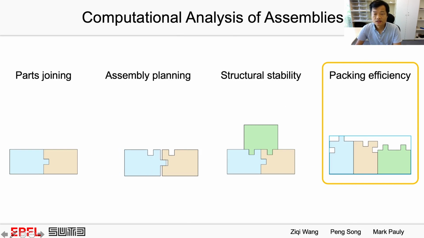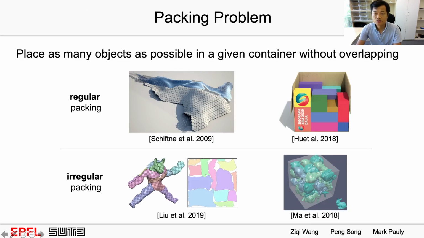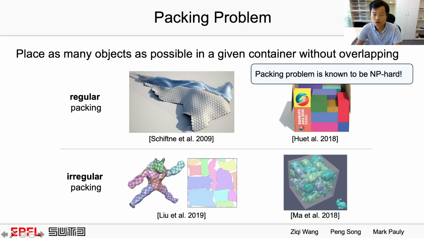Okay, now let's talk about the last aspect of assemblies, packing efficiency. The goal of packing is to place as many objects as possible in a given container without overlapping. Extensive efforts have been devoted to packing irregular objects in 2D and 3D containers. The packing problem is known to be NP-hard.